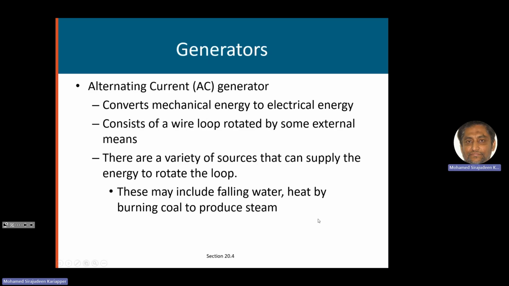It consists of a loop of wire which is rotated by some means, like you can manually rotate it, or falling water, or burning coal and a steam turbine. So there are many ways of doing it. There are a variety of sources that can supply the energy to rotate the loop. This may include freely falling water, or heat from burning coal to produce steam. That steam can turn the turbine.